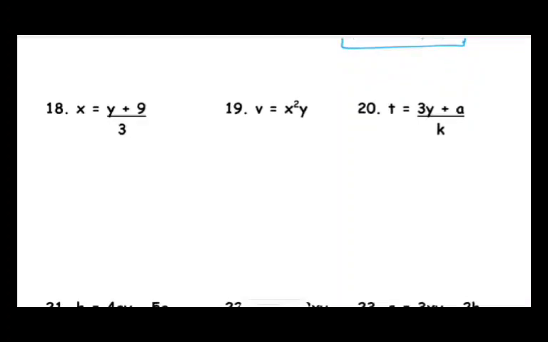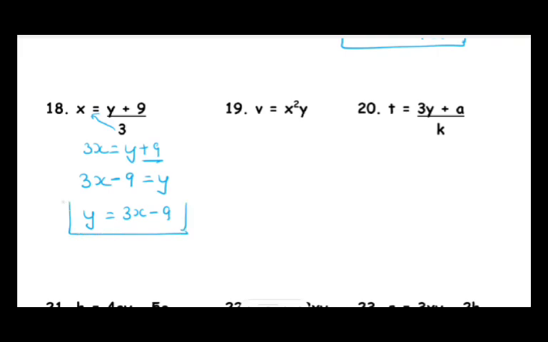Moving to the next. Shift the 3 to the LHS. So 3x is equal to y plus 9. 3x, the plus 9 will become minus 9 is equal to y. Y is equal to 3x minus 9. Do not forget to highlight your answer by making a box around it, children.